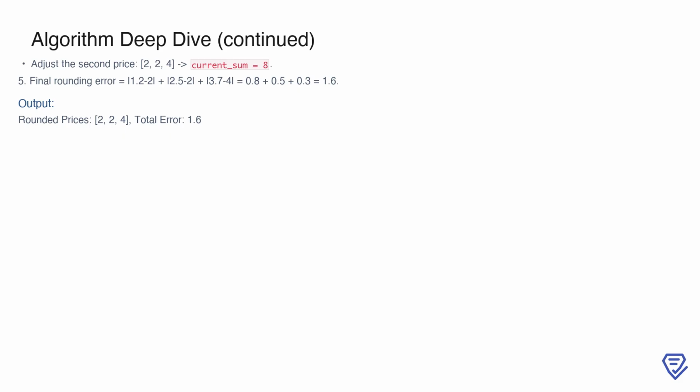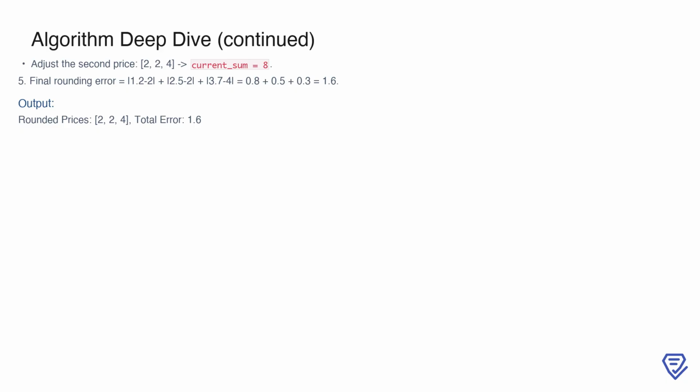Continuing with the example, the rounding errors are calculated as follows. For 1.2, the error for choosing the floor is 0.2, for 2.5, it is 0.5, and for 3.7, it is 0.3. These errors are stored in tuples and sorted by the difference in rounding error. The sorted list is 0.2, 0, floor, 0.3, 2, floor, 0.5, 1, floor. Starting with current_sum equals 6, we adjust the first price by rounding it up, resulting in 2, 2, 3, and a new sum of 7. Next, we adjust the second price, leading to 2, 2, 4, and a final sum of 8, which matches the target.